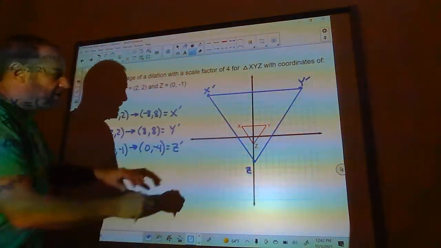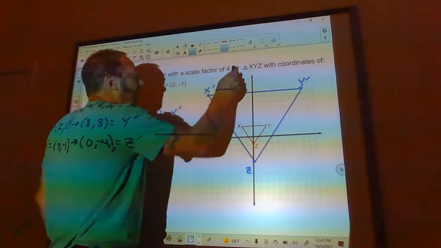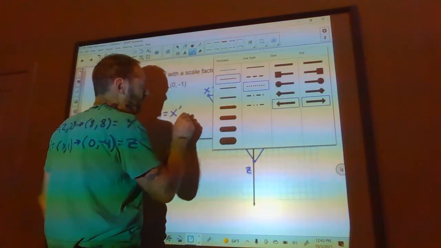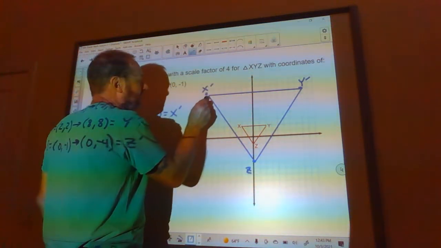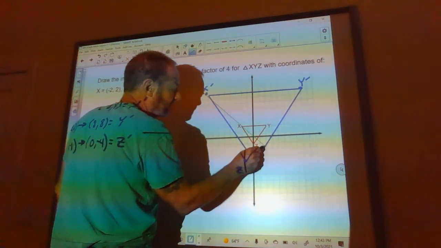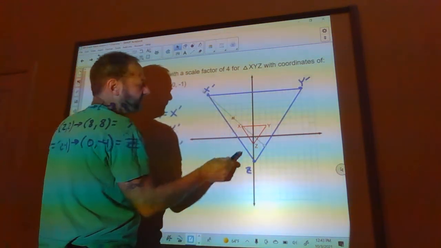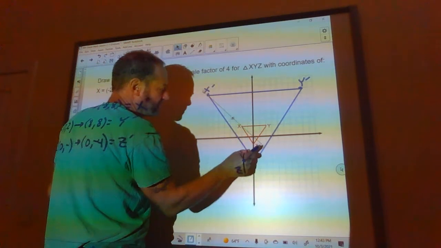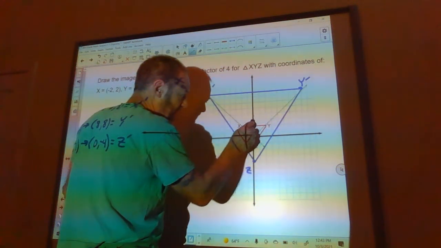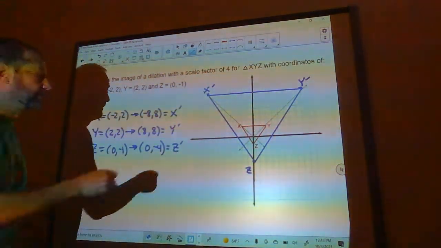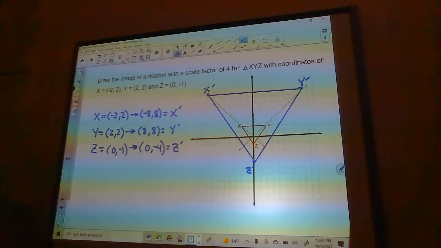And I got, notice it expanded away from the origin, okay? If I took a dotted line and I went from here, you can see that it goes through x and x prime and the origin, and I could do the same thing from y to y prime in the origin and from z to z prime in the origin. Oops, this is supposed to be z prime here. Okay, so there we go.